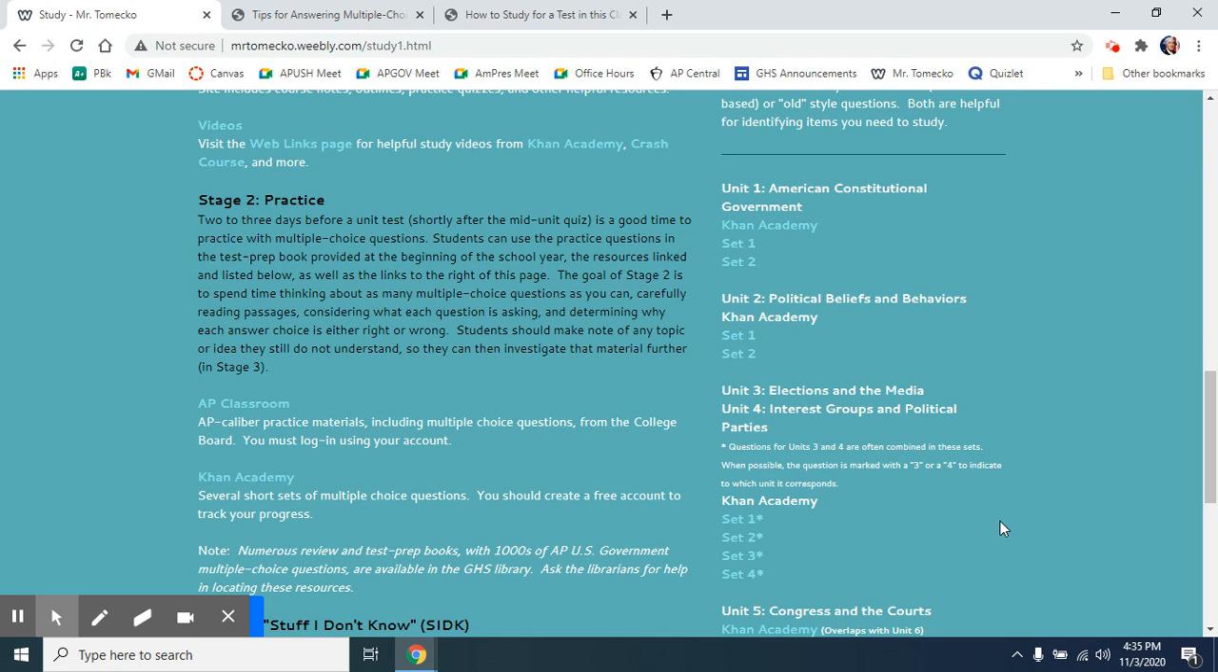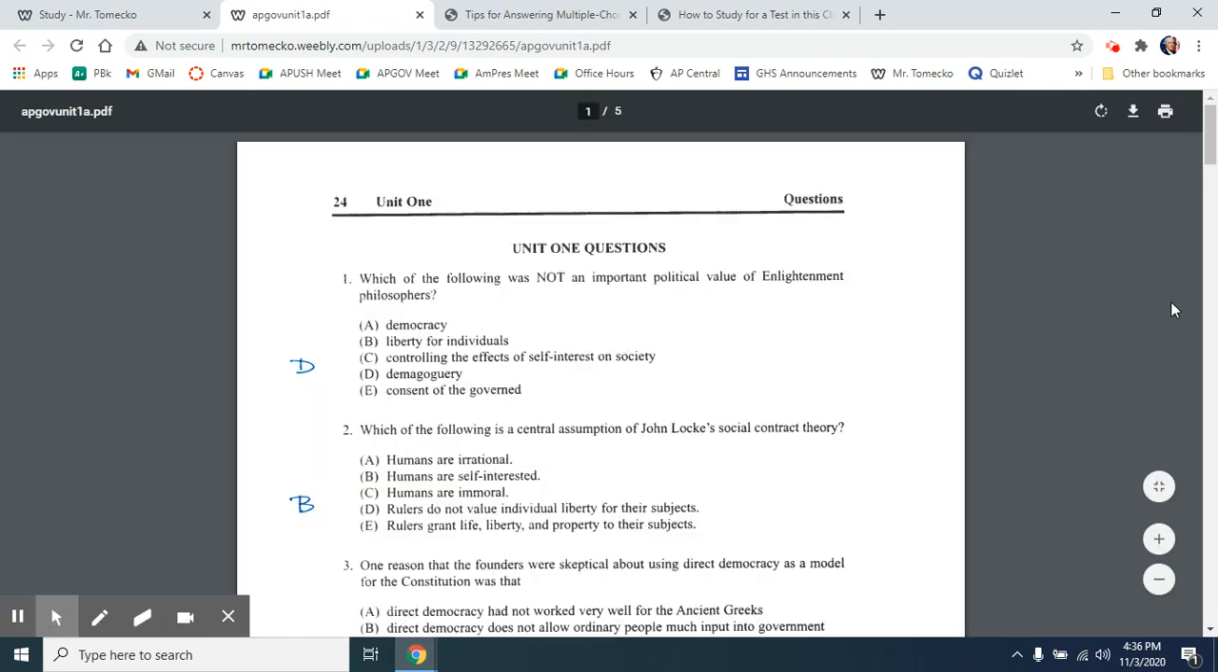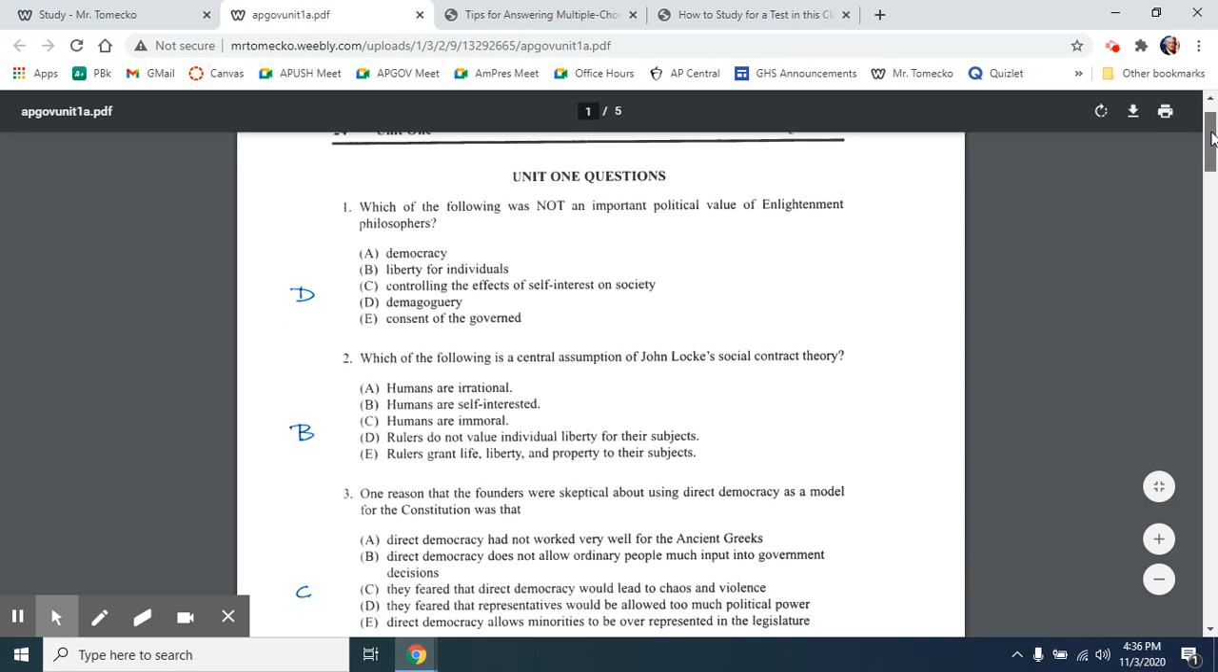If you encounter a question that you would say, I don't think we've talked about that at all, you're probably right, and that's not a good question to use. But choose the unit and then click on any of these links where it says set 1 or set 2 or 3 or 4. These are PDF files that will open up. You'll find many, many questions here. And you'll notice that the answer is often right there for you.